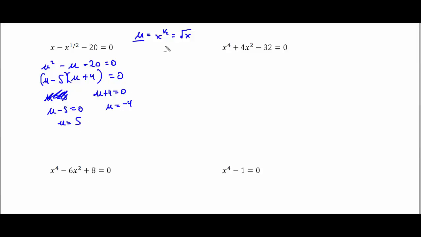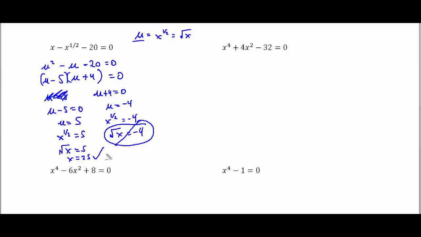Now what I'm about to do is plug my x to the 1/2 power back in for u. So x to the 1/2 power equals 5, or I could write that as the square root of x is equal to 5. Here I'm going to have the square root of x, or x to the 1/2 power, equals negative 4. Now to get the x by itself, I'll square both sides, so x is equal to 25. So this graph is going to intersect at 25, 0. And here, this is a paradox. The square root of any number will never be a negative, so this problem only has one real solution, and that answer is 25.